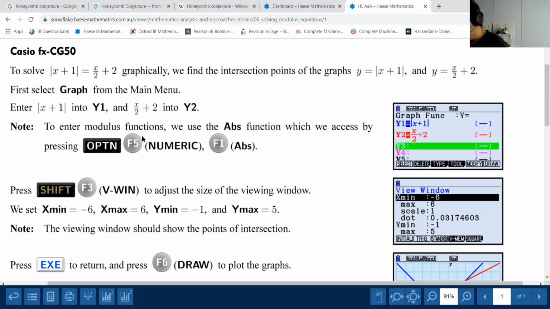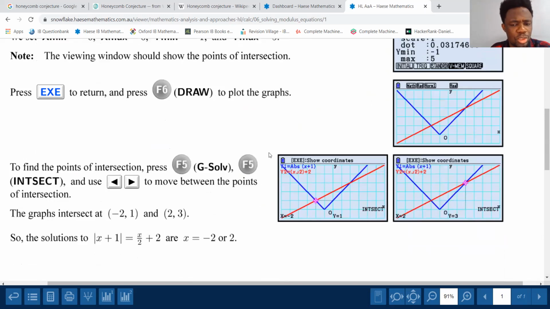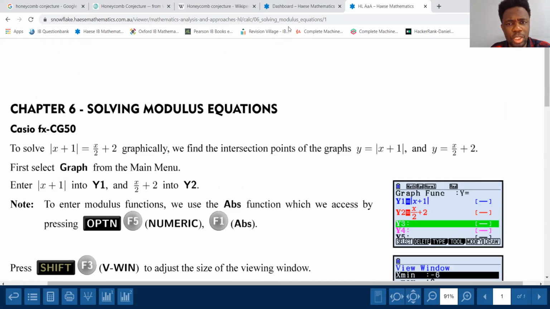On my other calculator, there's a button called AB answer. I don't have that kind of calculator with me, but you're going to have to Google something. Okay, how to do absolute value on calculator CG50 or whatever. Later I'll send you this screenshot, this PDF. Please make use of it.